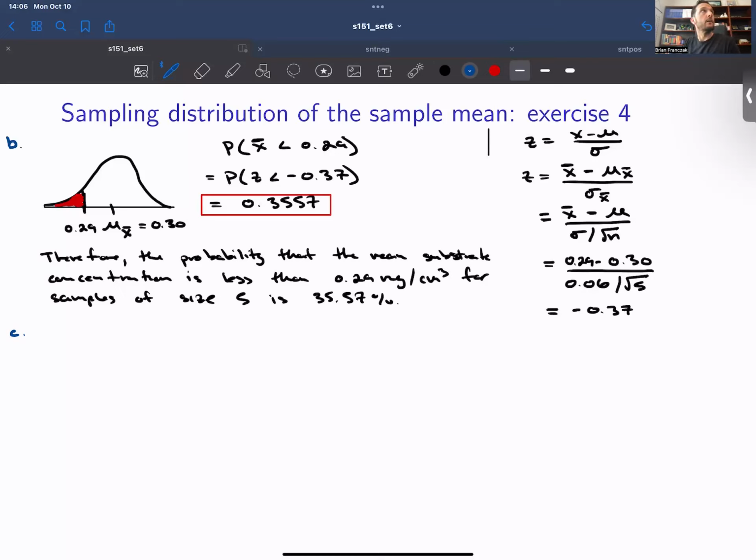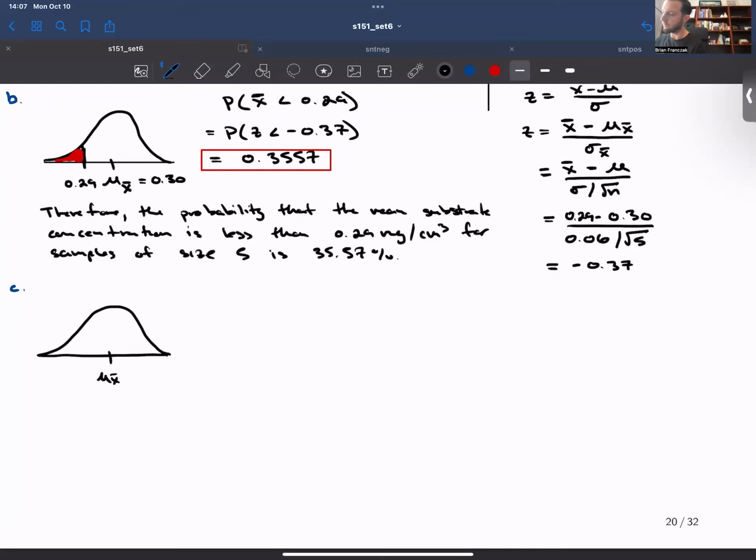Okay, let's look at a more sophisticated example, but it's the same idea. Determine the percentage of all samples of size 15 that have mean substrate concentration within 0.01 milligram per centimeter cubed. So what does this actually mean? If we take our illustration of the normal curve, here we mark down the center again. So this is mu x bar, the 0.3 from above. I'll just write 0.3 because it'll make it a little more digestible.